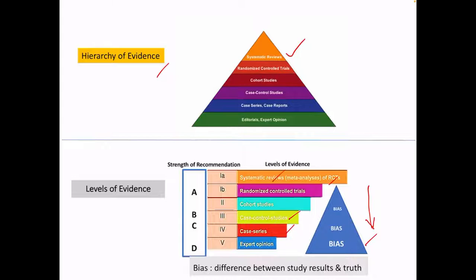So what is bias? Bias is the difference between the study results and the truth. And when we talk of evidence, we want to get the truth. We want to get to the bottom of the real scenario and what is actually the truth, so that we are able to translate that into practice.